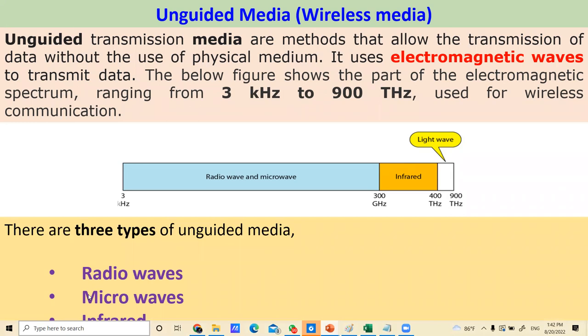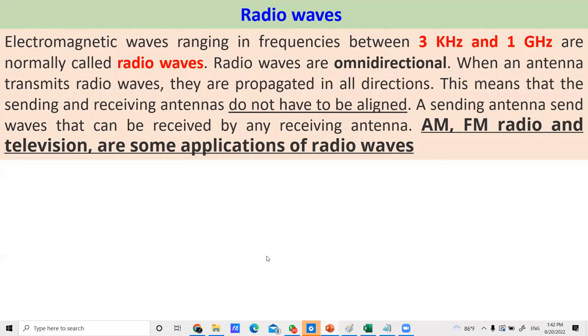Actually, another major type, which I forgot to mention, is satellite. We are also going to discuss satellite transmission. Therefore, there are four types of unguided medium: radio waves, microwaves, satellite, and infrared. Radio waves are the first, microwaves the second, and the third is satellite transmission, which I forgot to insert here. Then infrared. First we are going to identify the features of radio waves.